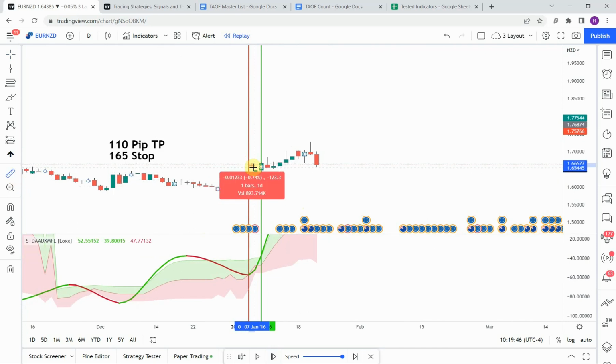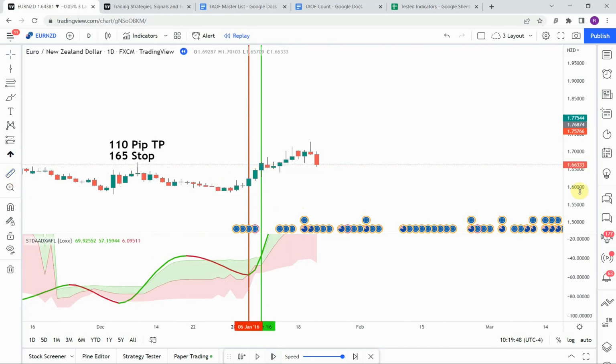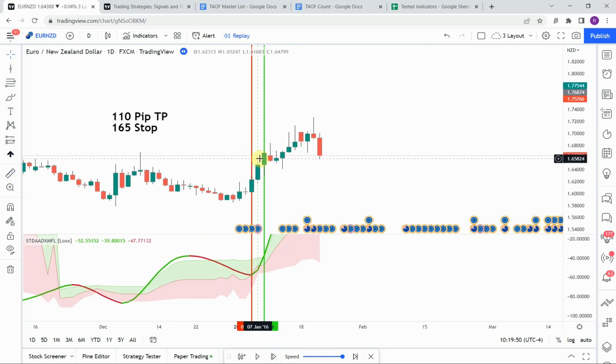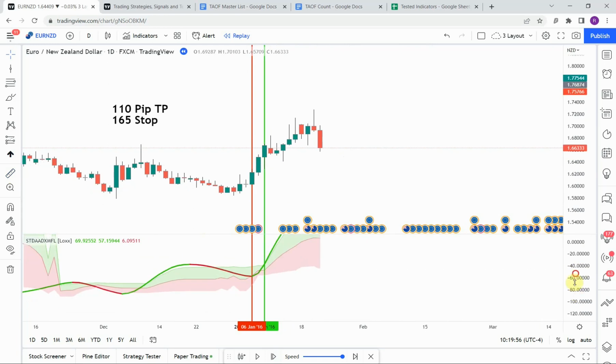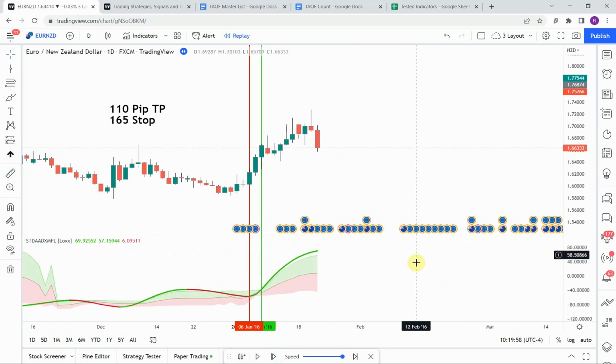and we get a little bit of a pullback in the market on that red candle there. Doesn't come down far enough to stop us out though before we then get a nice push to the upside. That one does get us to our take profit. Let's go ahead and continue on.